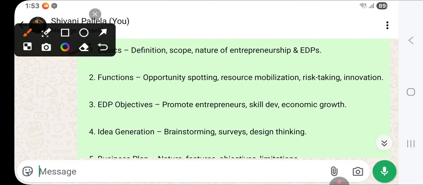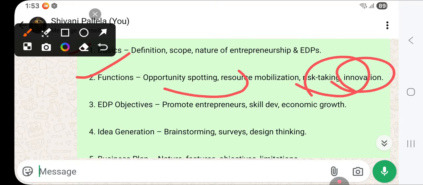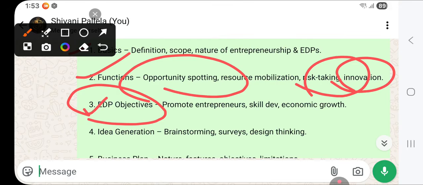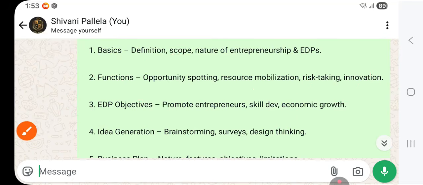Second one, learn the functions of it, like for example we have learned innovation, risk taking and opportunity spotting. This type of words, include them in your answers. And next one, EDP, entrepreneurship development program objectives. So skill development, economic growth we have learned now, just remember those concepts also.